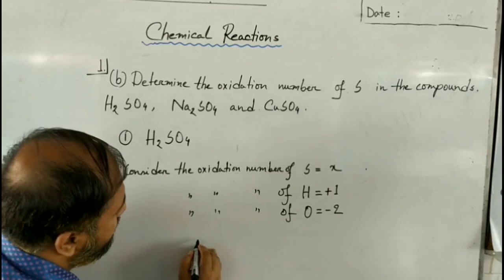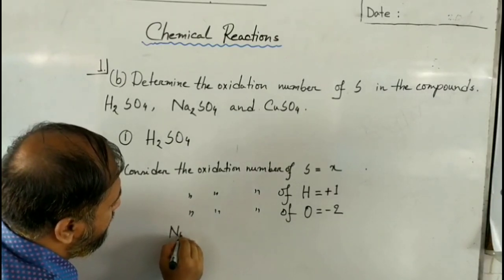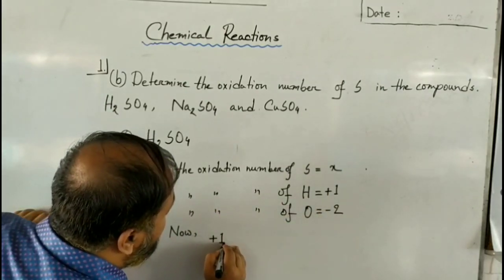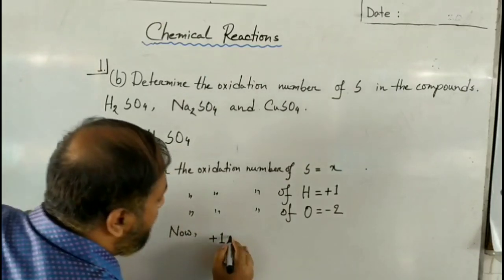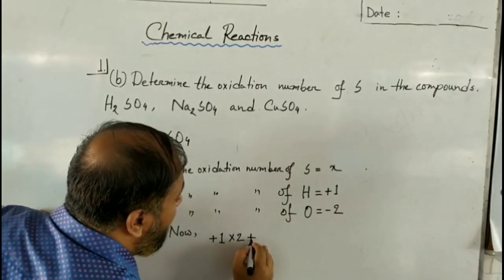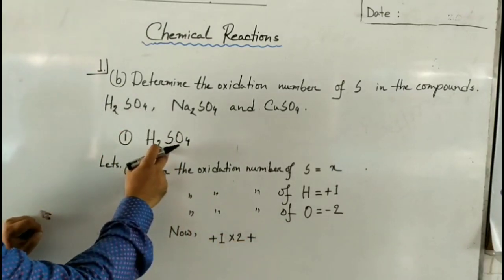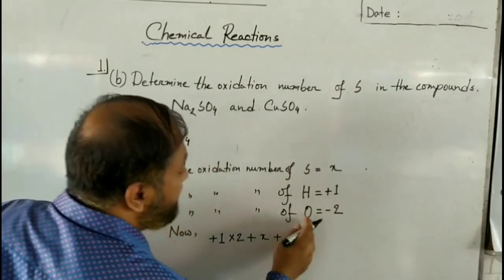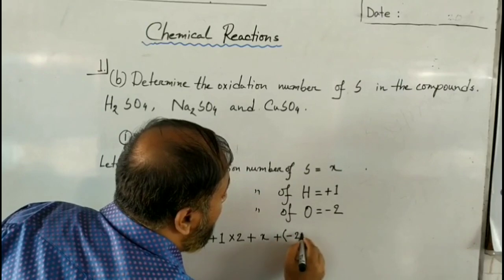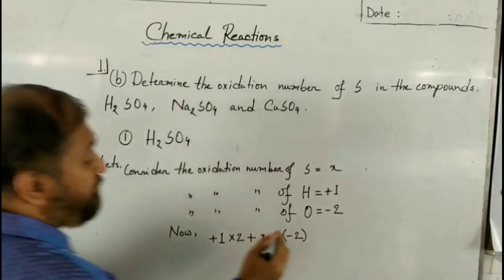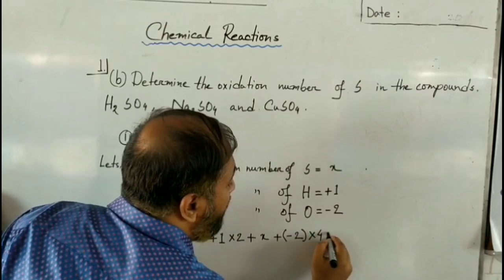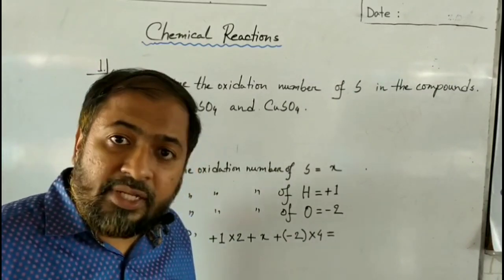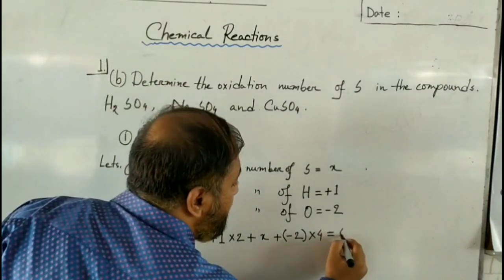Therefore, the oxidation number of hydrogen is +1. We know there are 2 hydrogens, that's why we multiply +1 by 2, plus the oxidation number of sulfur is X, which we consider, and the oxidation number of oxygen, which is a non-metal, is -2, and the total number of oxygen present in sulfuric acid is 4. And as sulfuric acid is a compound, the total oxidation number is 0.